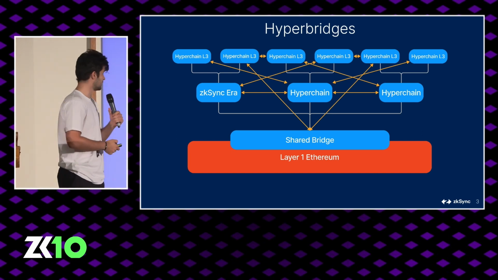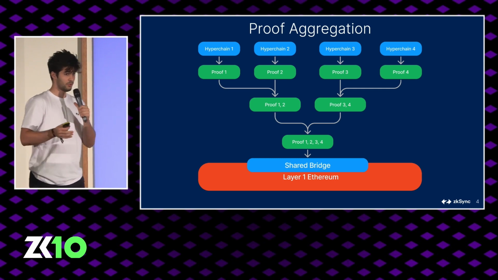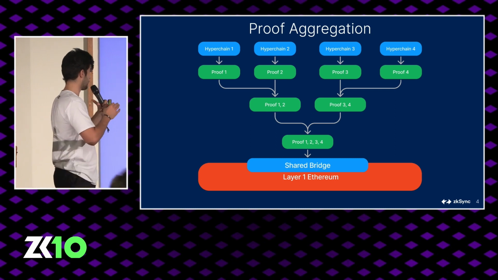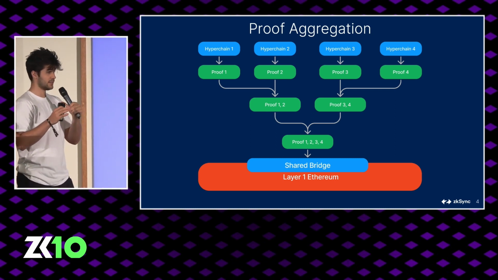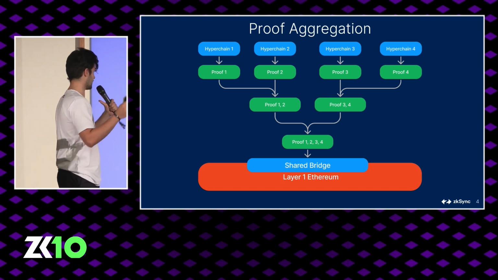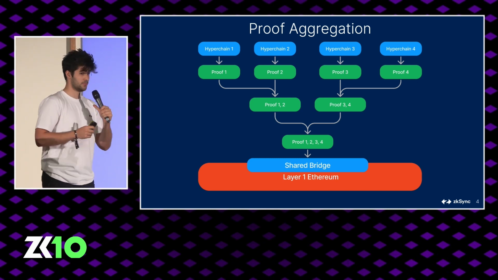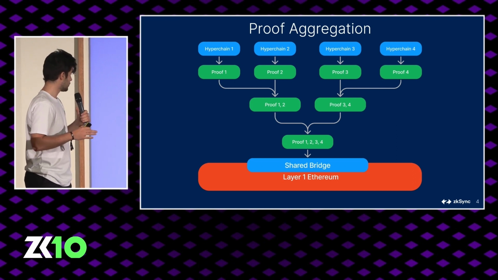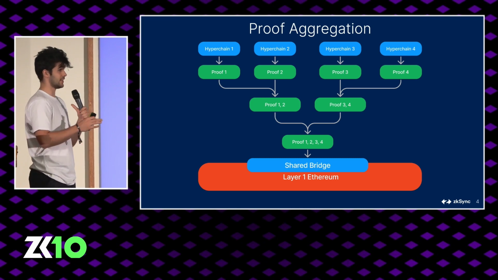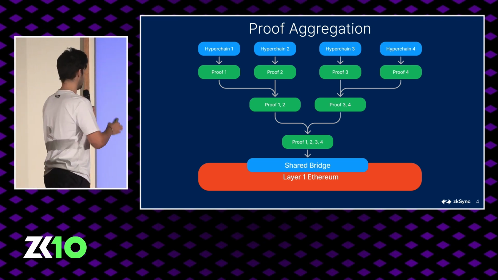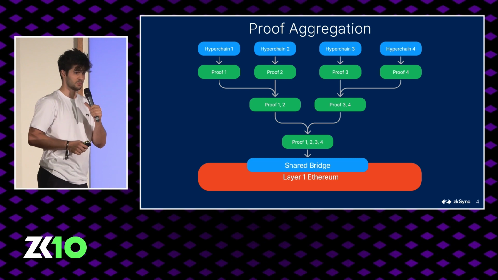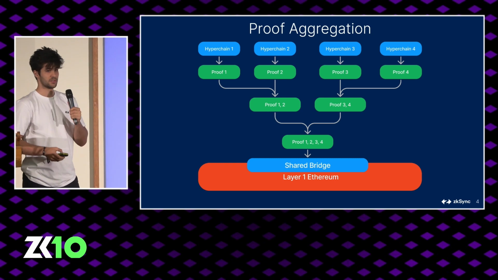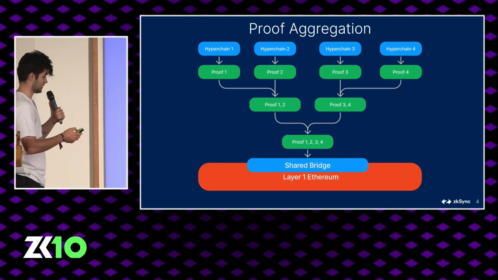So the first solution is proof aggregation. With proof aggregation, what happens is that multiple blocks of a single hyperchain are first aggregated across time, and then these proofs of different chains are aggregated and settled on layer 1 together. Now, settlement on layer 1 is relatively expensive, so in order to minimize fees, it makes sense to settle less often. But this is bad for hyperbridging, because hyperbridging is only possible once settlement on layer 1 happens. So for fast messaging, this is not an ideal solution.